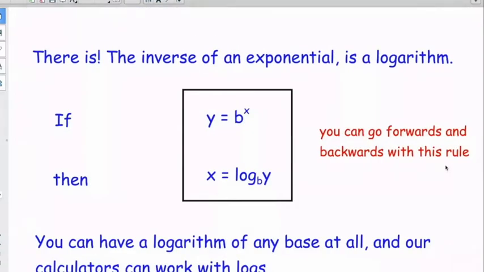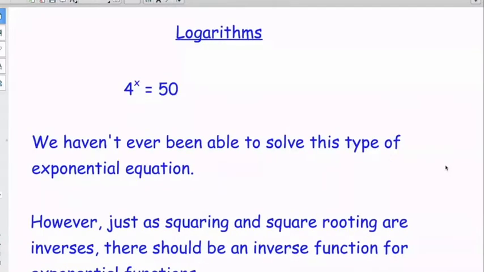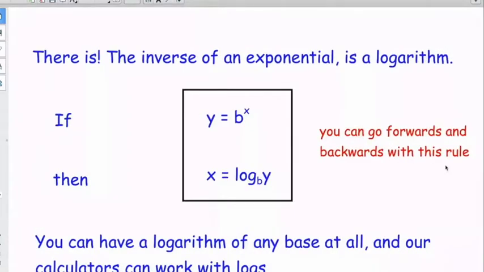I've got two equations here. I've got y equals something to the power of x, where that b value will be some constant, just like my 4 to the power of x in that slide. And the inverse of that top equation, the inverse of y equals b to the power of x, is that x will equal, so that power that we don't know, will equal the log, and you say log to the base b of y.